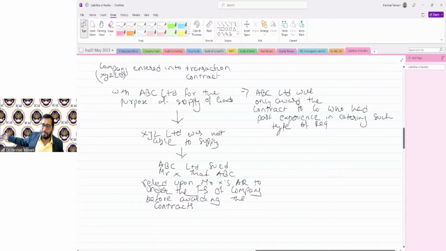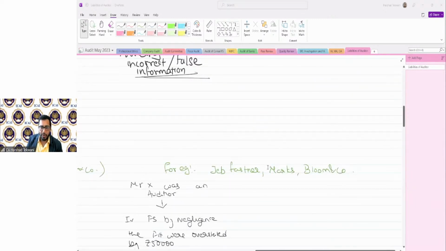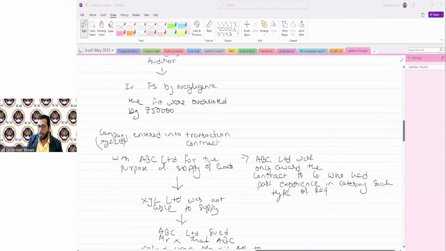Same way, if there is no direct relation between the loss that has been suffered by ABC Limited and the audit report that has been published by X, if there is no direct connection. Now there was a breach of duty by XYZ Limited, they were not able to supply, because of which ABC Limited sued X, the auditor, that he relied upon the audit report and awarded the contract to XYZ Limited. Here, if there is no direct connection between the loss suffered by ABC Limited and the activity performed by X, in that case, can the auditor be held liable? Answer is no. Based on this scenario, no. That is the main thing we need to understand.